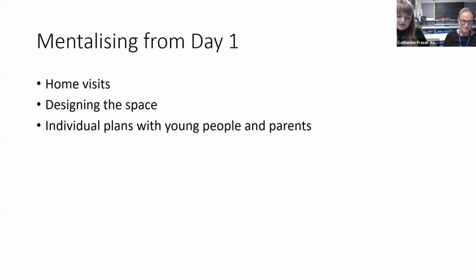We also did communication passports and alertness ladders for each young person before they started.